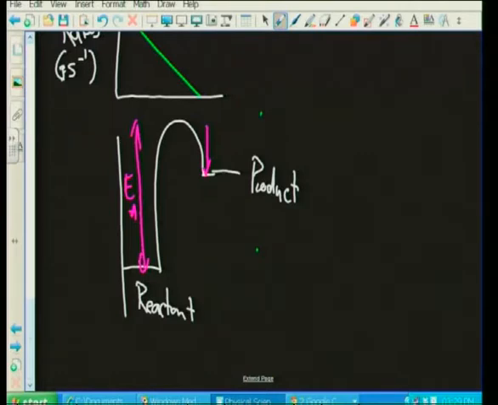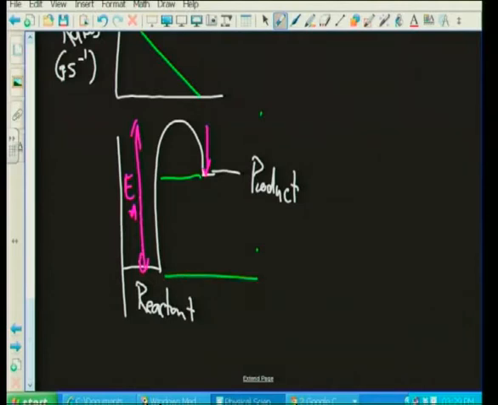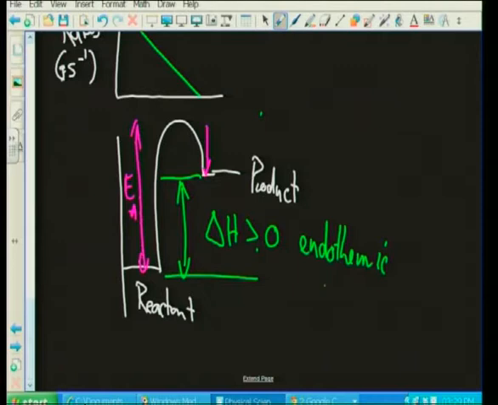We also need to define and remind learners that the difference between the product and the energy of the reactant is known as delta H. And in this case, delta H is greater than zero because it's an endothermic reaction.